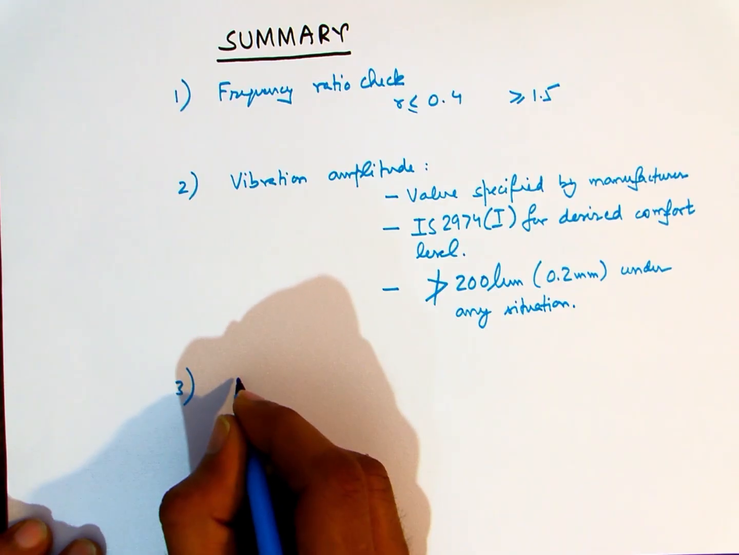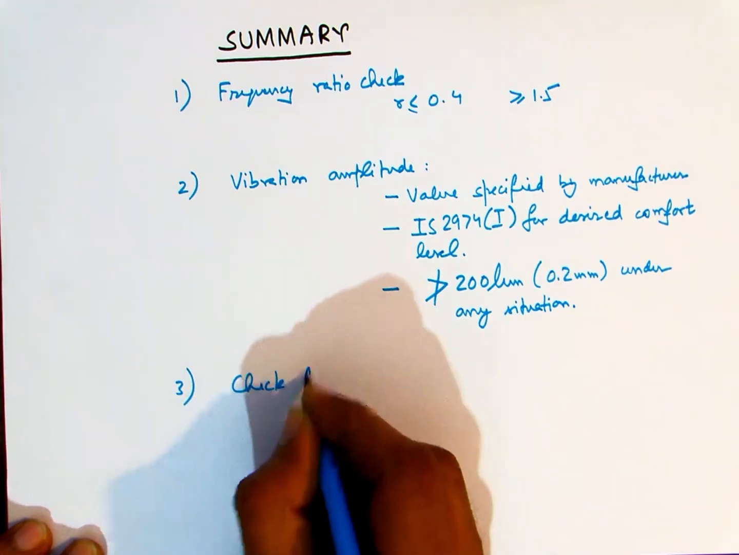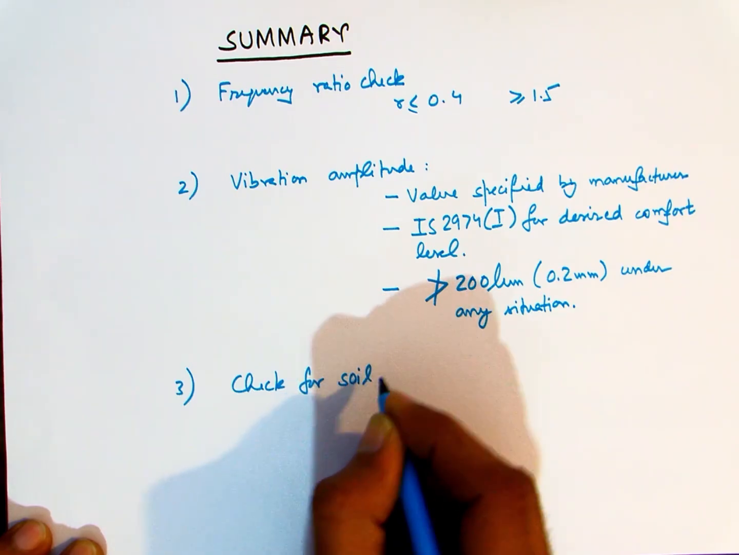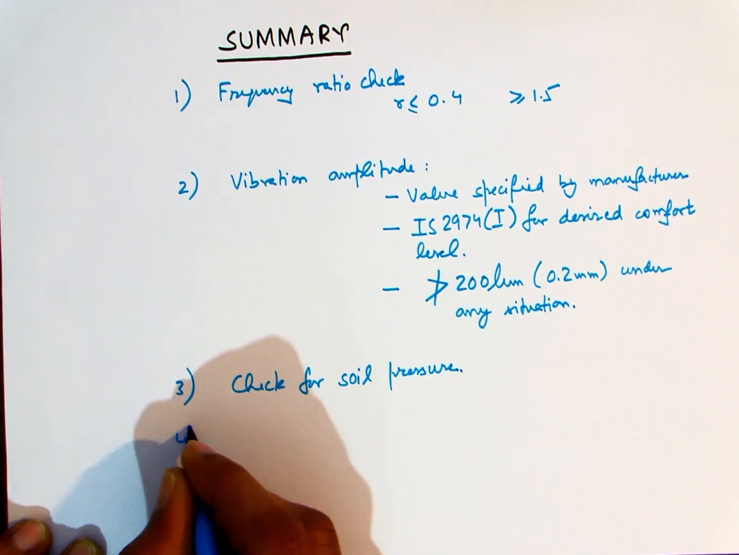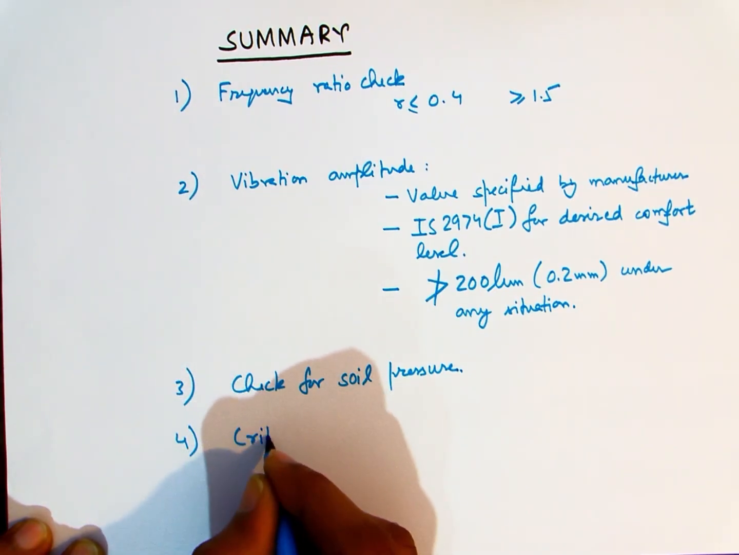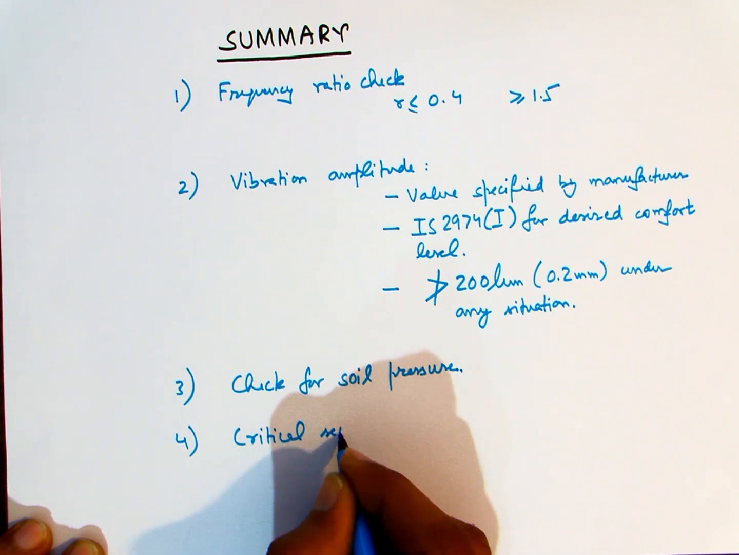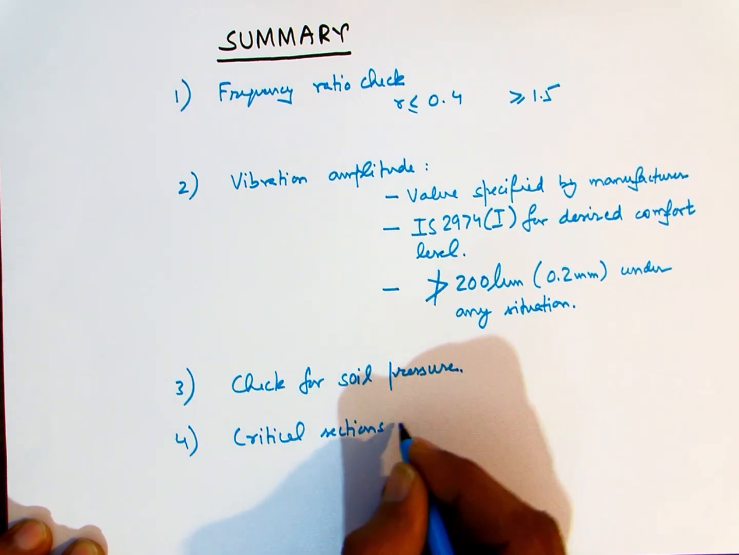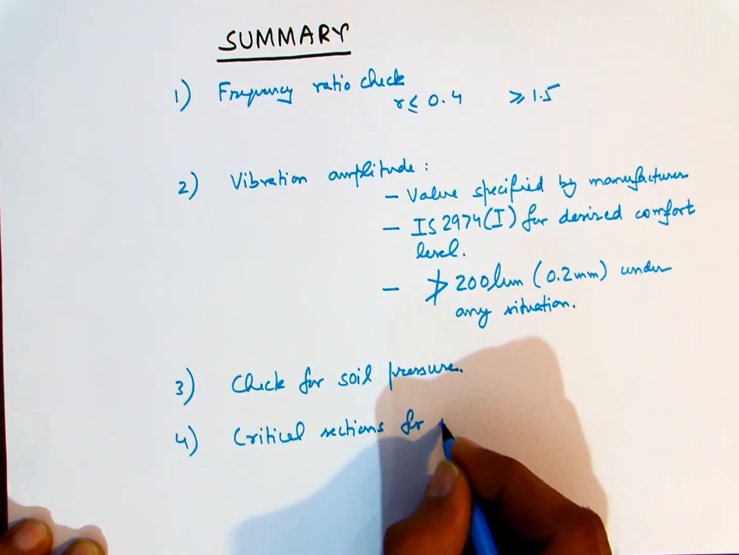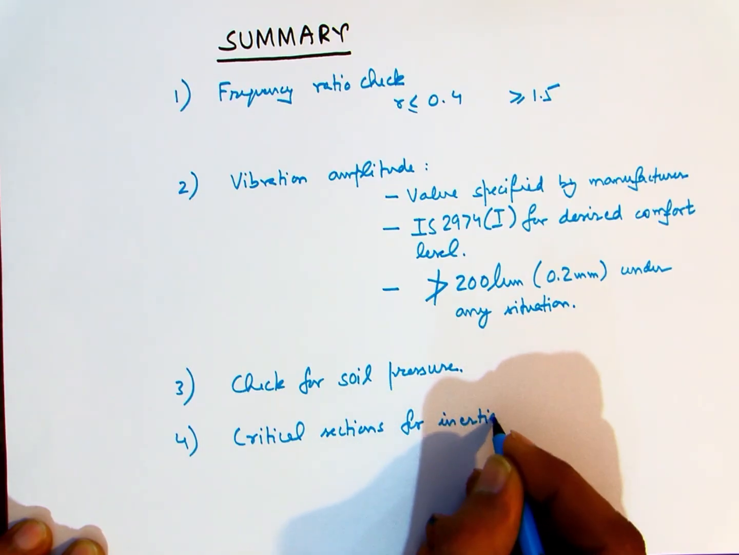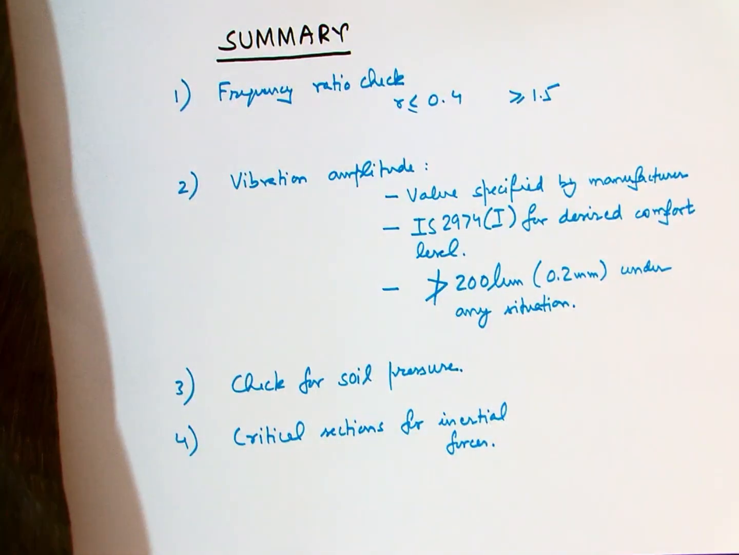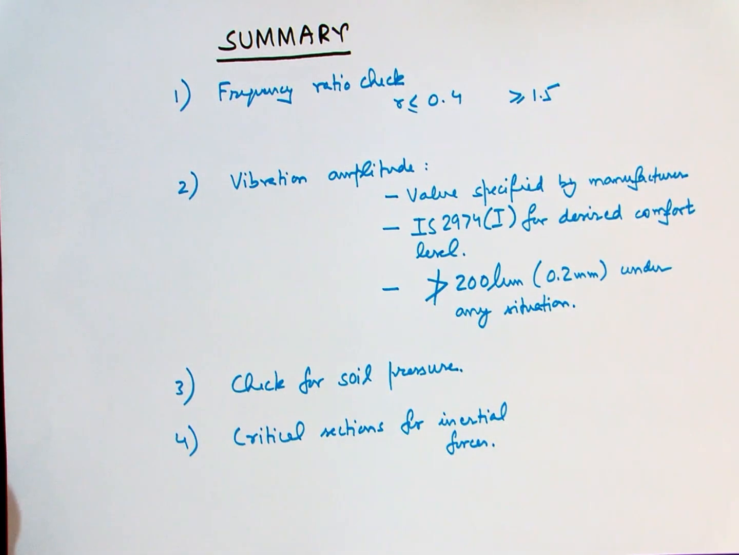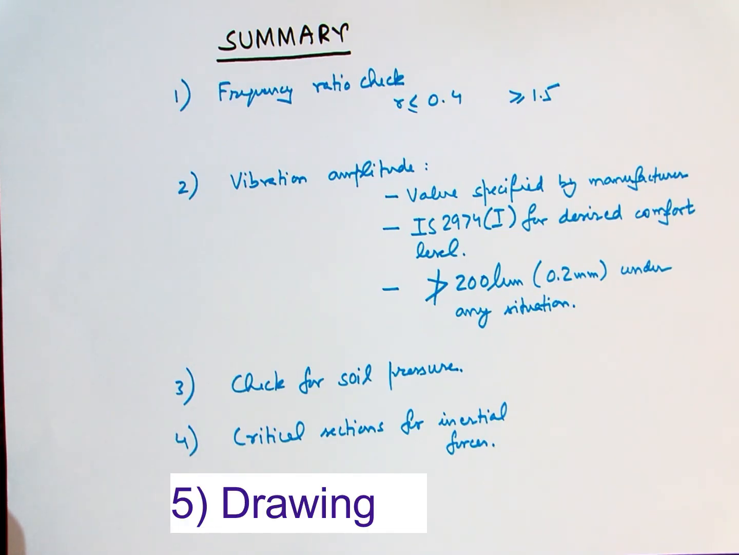After the vibration amplitude check, we must do the check for the soil pressure. So the allowable net bearing pressure of the soil should not be exceeded. And then we also need to check the critical sections for inertial forces. So the critical sections should be adequate with regard to reinforcement as far as the action of the inertial forces is concerned. And finally, we need to provide all reinforcement detailing in drawings.